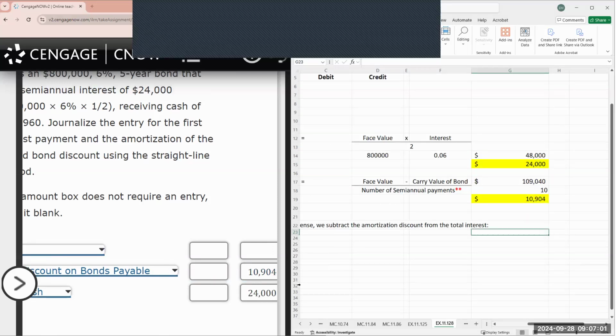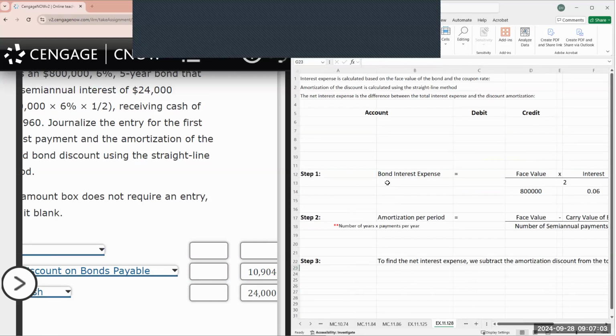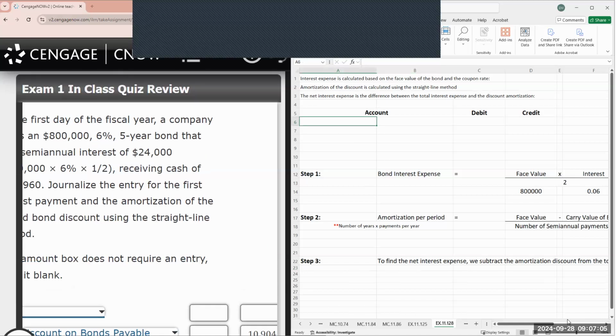When we initially set up the journal entry when we received these bonds, this was the journal entry that we would have recorded. We would have recorded cash for 690,960. We would have credited our bonds payable for the 800,000. And then we would have debited the discount on bonds payable. This would have been our original journal entry, right? When we first issued the bonds.